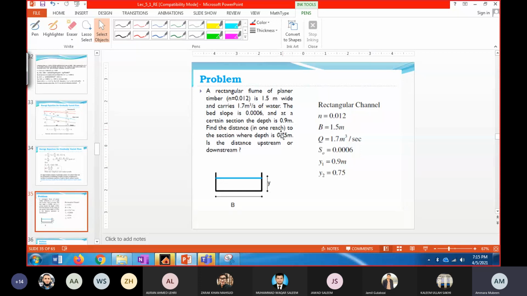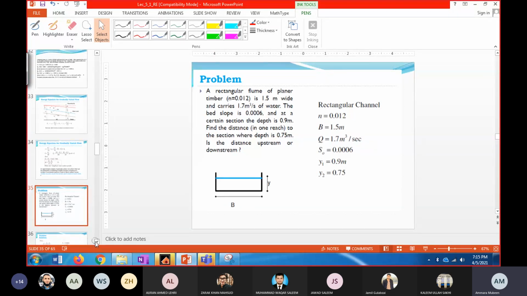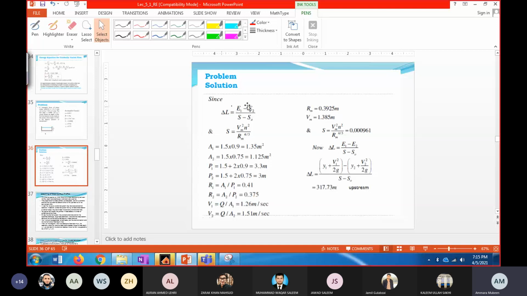For this much variation of length, we'll be doing it straightforwardly, using this formula: delta L is equal to E1 minus E2 over S minus S naught. E1 is the energy at section 1, which has the greater depth. E2 is the energy at section 2, which has the smaller depth. And the slope of the energy line can be calculated using the mean values of the velocities and hydraulic radius at both the sections.